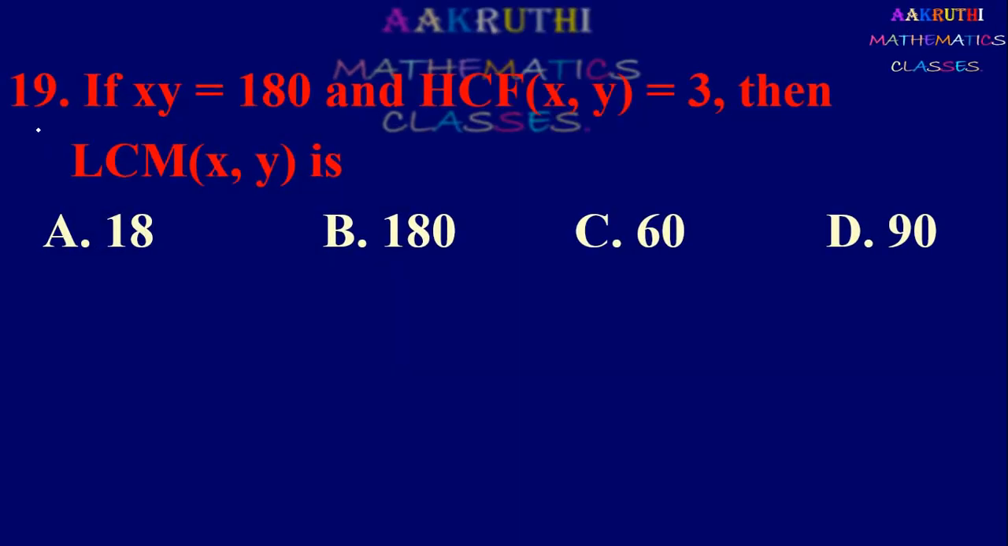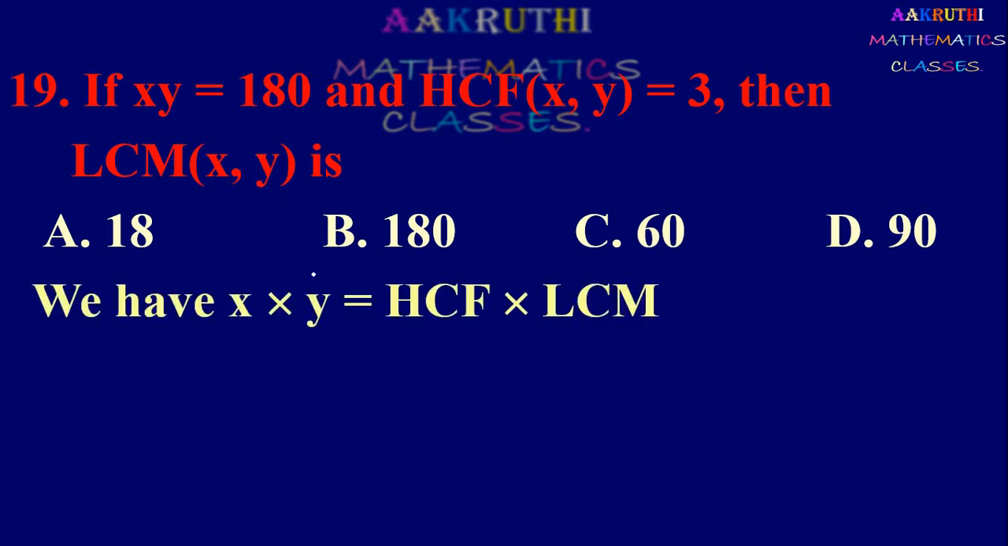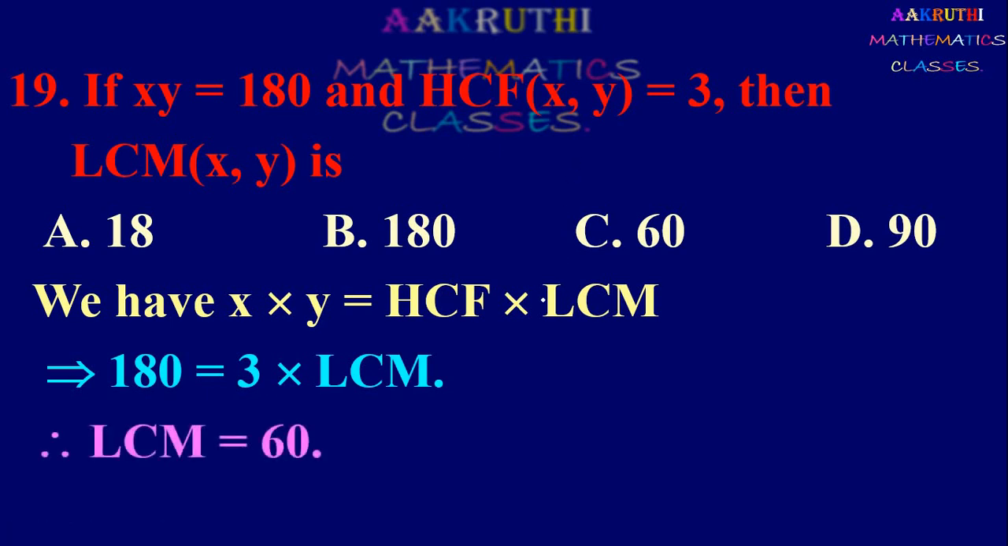So next question, question number 19. If x into y equals 180, that is, the product of two numbers is 180, and HCF of x and y is 3, then LCM of x and y is? So again we have to use the same property, that is, the product of two numbers x into y equals HCF into LCM. So here x into y is given, x into y is 180 and HCF is 3. So therefore LCM is 180 divided by 3, which is 60, which is option C. So here the correct option is option C.